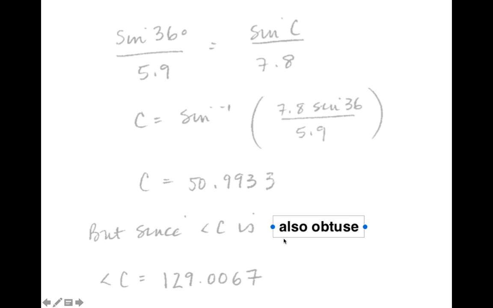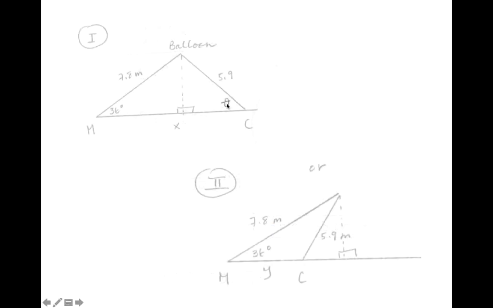But since angle C is also obtuse, that means it could also be 129 degrees. So then you have your two scenarios. You've got this one where it's 51 and this one where it's 129. And I have to apologize because I did not have the work actually drawn for this, so I didn't finish the question.